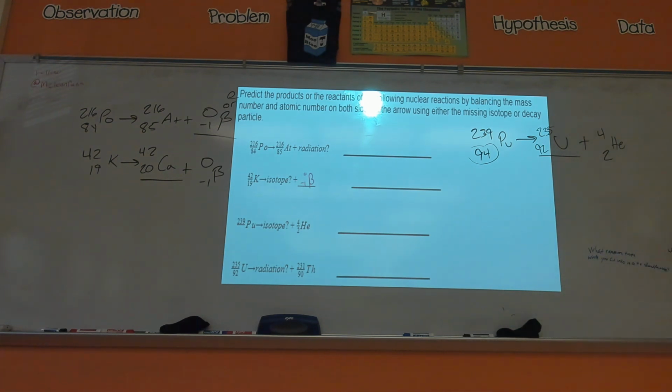So remember, left side and right side numbers have to add up equal. So you'd have to ask yourself, 4 plus what number would equal 239? And that would be 235. And for the atomic number, 2 plus what number equals 94? That would be 92.